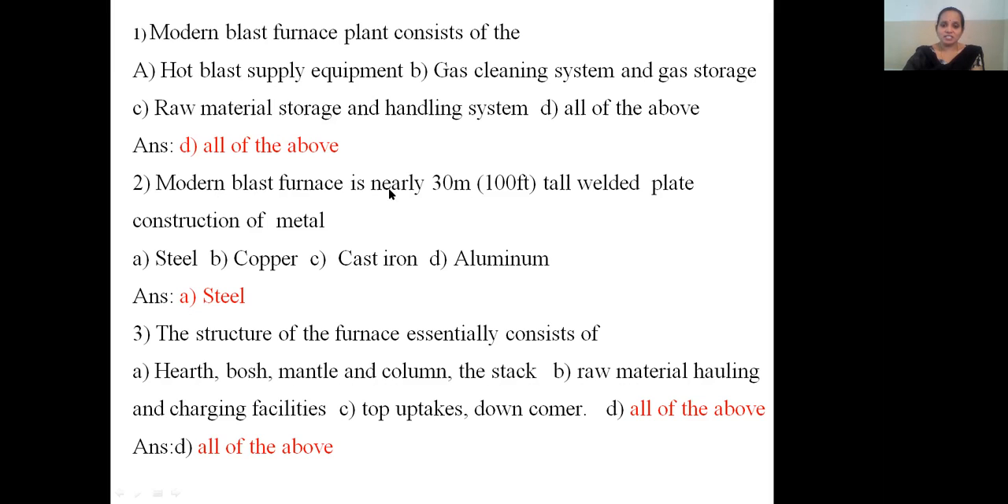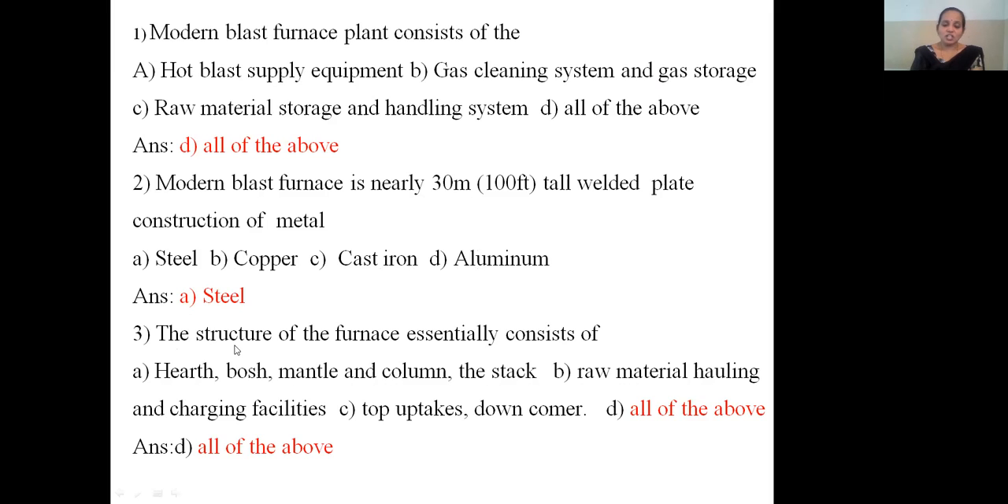The modern blast furnace is nearly 30 meters, meaning 100 feet tall, of welded steel plate construction. From what metal has it been constructed: steel, copper, cast iron, or aluminum? It is actually welded steel plate construction. Copper is not used. Cast iron is not used, though it can be used as bedding. And aluminium is not at all used for this construction. So it is welded steel plate construction.